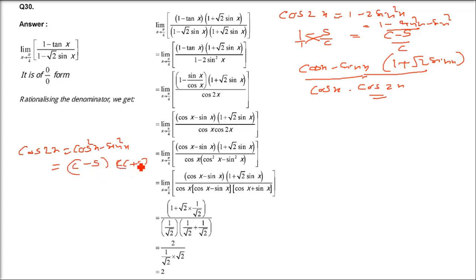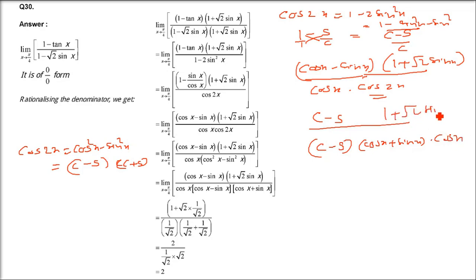So cos square x minus sin square x can be written as (cos x minus sin x)(cos x plus sin x), a minus b, a plus b. So cos x minus sin x, and then we have cos x plus sin x. I'm just writing it in short because they are going to be cancelled anyway. The numerator has 1 plus root 2 sin x. This gets cancelled.